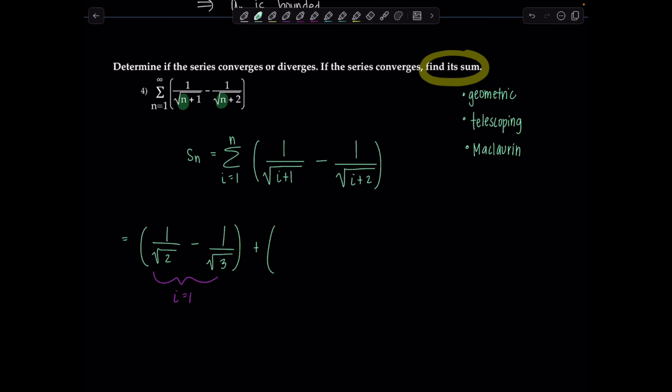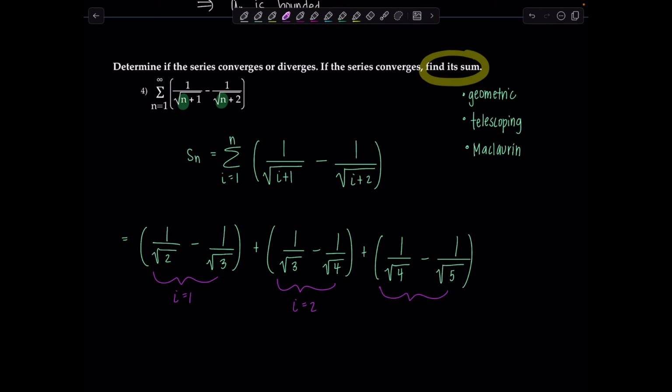Plus, keep going, i equals 2. This would be 1 over square root of 3 minus 1 over square root of 4. I equals 2. Already I can see these guys are going to cancel, right? Let's just do a little bit more till you feel super confident. I equals 3. Now this is 1 over square root of 4 minus 1 over square root of 5. I feel pretty confident. How do you guys feel?